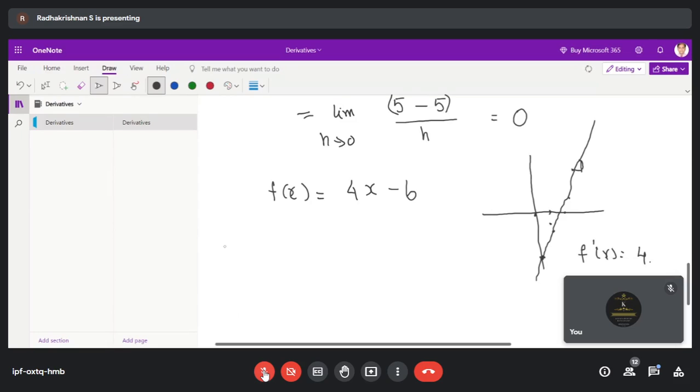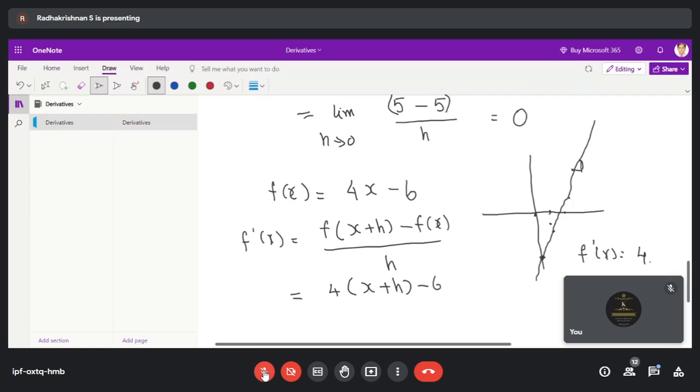Now let's try to get it from the first principles. f prime x equals f of x plus h minus f of x, whole divided by h. What is f of x plus h? You put x plus h in place of x: 4 into x plus h, minus 6. This is f of x plus h, minus f of x, whole divided by h.